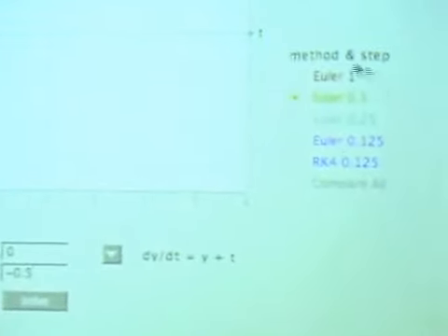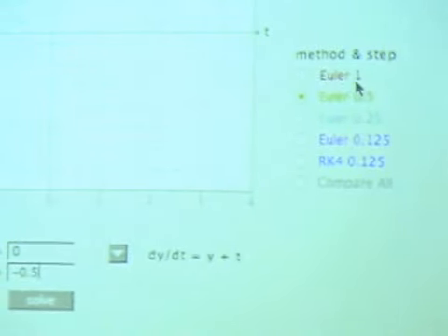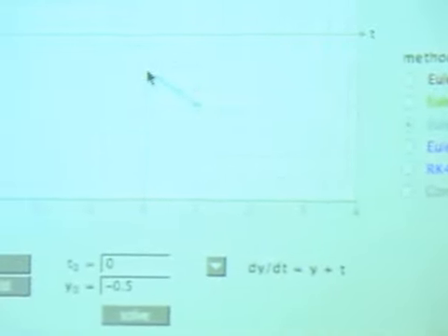I've got different kinds of methods that I can choose over here on the right. It says method and step. I could choose Euler's method with step size 1, meaning delta t equals 1. That's how much t is going to increase by each time. Or delta t equals 0.5 or 0.25. I'm going to go ahead and pick the smallest one of 0.125. Well, I'll pick it slightly bigger, 0.25, to illustrate the method.